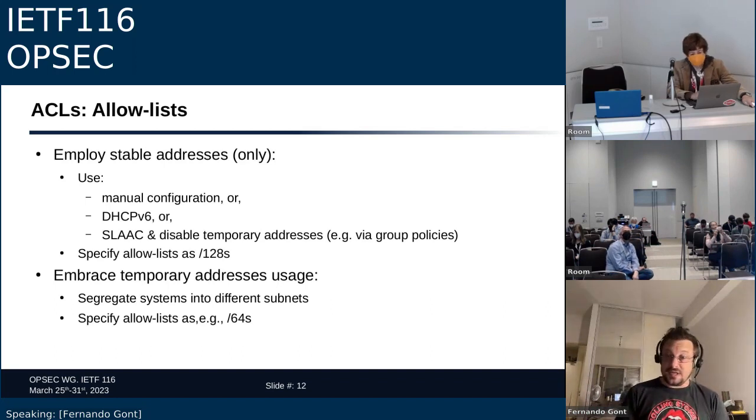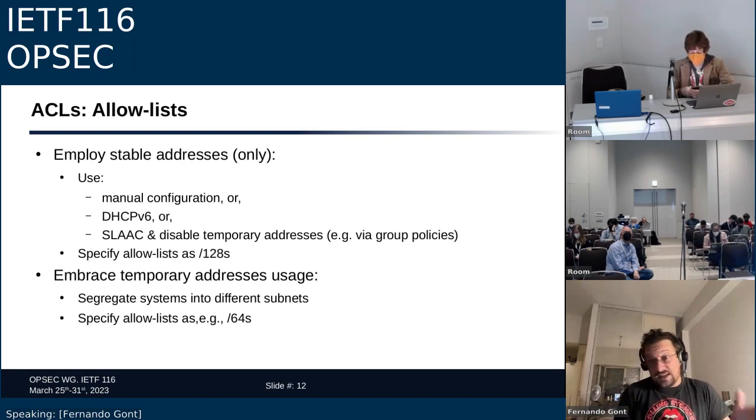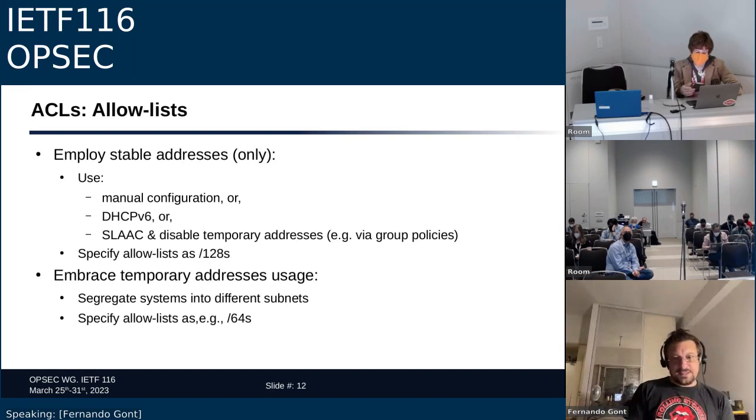The other option is that if for some reason you can't have systems use stable addresses, or you want these systems to use temporary addresses for whatever reasons, then you don't have much of an option if you want to enforce ACLs other than to segregate them into different subnets and then specify the ACL as a /64. Because that's the prefix that these systems will use, and each system will be changing its addresses within that /64. Not necessarily nice, but it is what it is, right? Next slide, please.